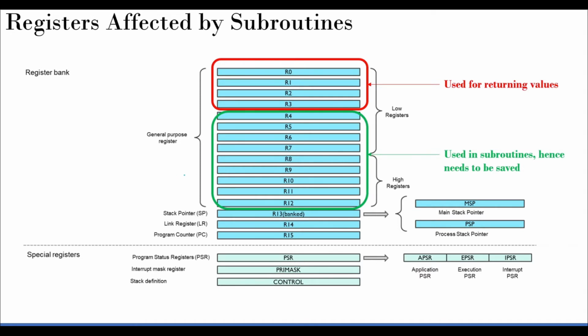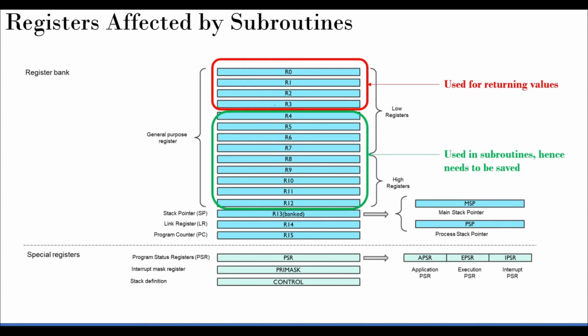This is a consensus that is accepted in the ARM world, where you generally use R0 to R3 for returning values, and R4 to R12 are used in subroutines, hence need to be saved. That's related to the question I asked you before. R0 to R3 are used for returning values, which implicitly means they should not be used inside a subroutine, so that you can ensure they are only used for returning values. Inside the subroutine you will be using R4 to R12.